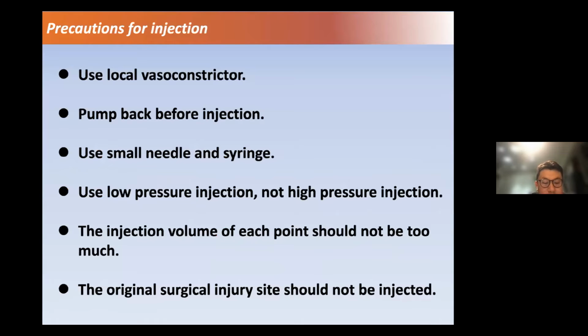To avoid these complications, here are some precautions for injection. First, use a local vasoconstrictor. The second is to pump back before injection and use a smaller needle and syringe. Fourth, use low pressure injection, not high pressure injection. Next, the injection volume at each point should not be too much. And the last is that the original surgical injury site should not be injected.